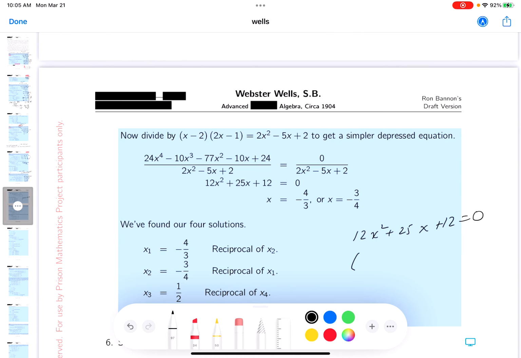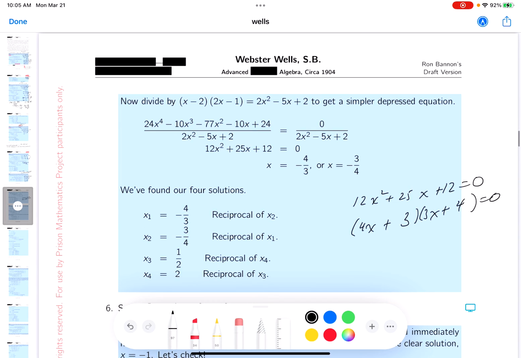Very symmetric. 4x, 3x, 4, 3, plus. That does work because you do get 12x squared, 16 and 9 is 25, and you get 12. And we're going to get reciprocals again. So what do you get over here? Minus 3/4. What's the other one going to be? X equals minus 4/3. So I'm saying reciprocals. Again, we found 2, 1/2, minus 4/3, and minus 3/4. All right? Notice the reciprocal nature of those.